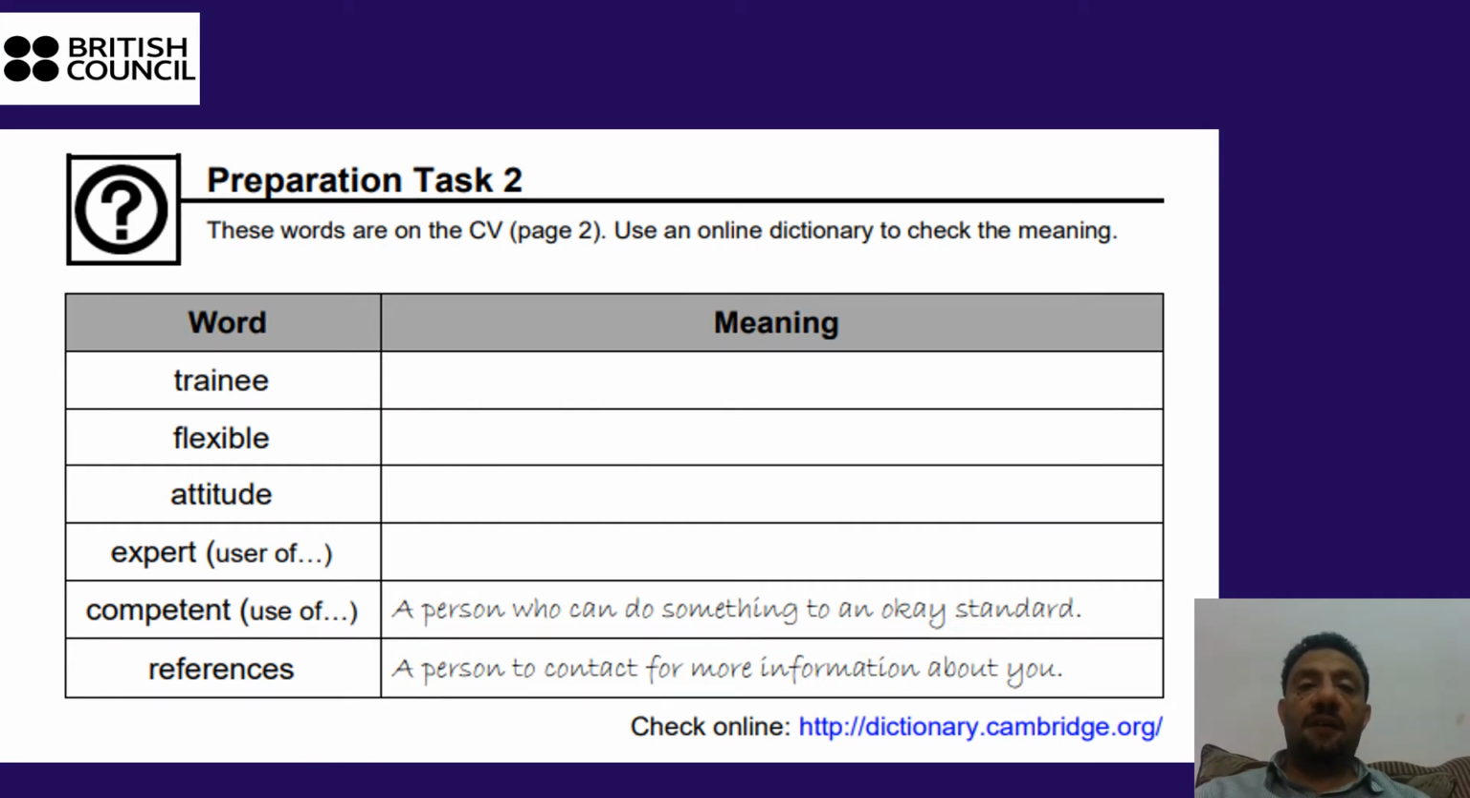Later in this video and in the PDF, you will read an example CV to help you think about how to write your CV. In this example, there are some difficult words. Here you have some of these words. I am asking you now to go to an online dictionary like Cambridge Learner's Dictionary and search for the meanings. After that, go to the next slide and you will find the answers. Please comment with questions if you still don't understand a word.